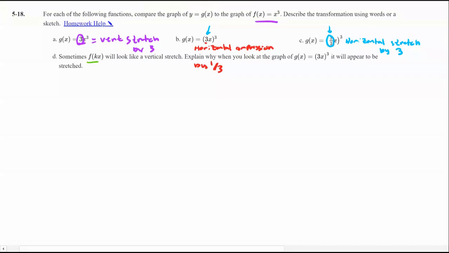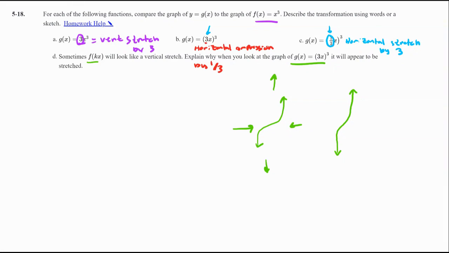So the last one here: sometimes when we have f of k of x, it will look like a vertical stretch. For example, with g of x here, it's 3x to the power of 3, and it looks like it's being vertically stretched. When we talk about the graph, when we pinch two things in on the side, if we originally have this graph and we pinch it in, it's going to be skinnier, which would be kind of the same thing as if we pulled the top and the bottom and stretched it out vertically. So a horizontal compression looks a lot like a stretch.